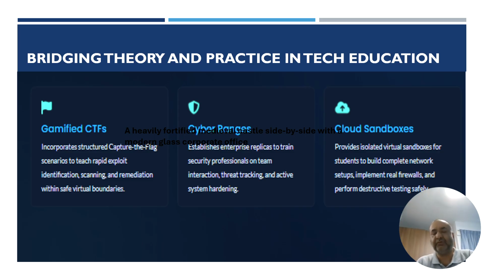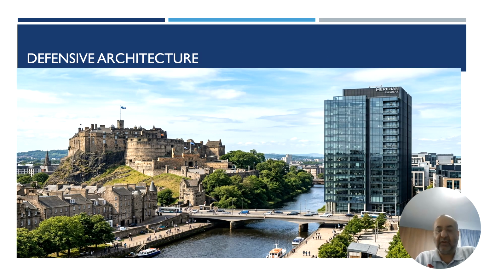the flag. We also provide cyber ranges in which there are misconfigured systems, there are systems which need to be hardened, and there are systems which are used for threat management and things like that. We also have cloud sandboxes available for Azure from Microsoft, GCP from Google, and AWS from Amazon. Moving forward, let's concentrate on today's topic of defensive architecture.